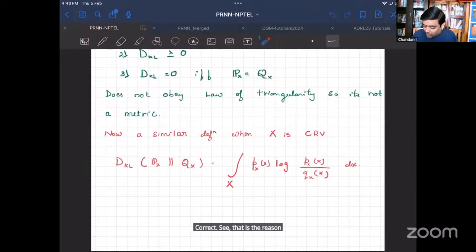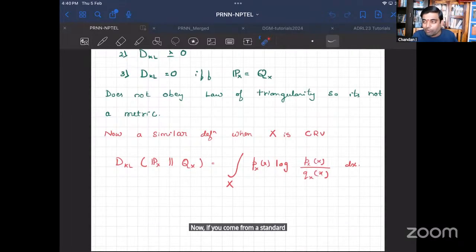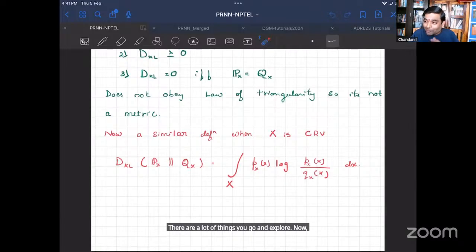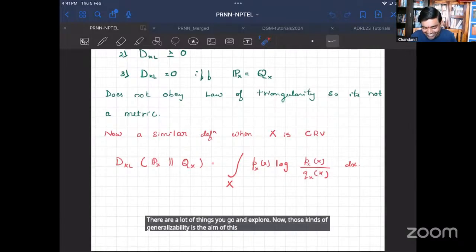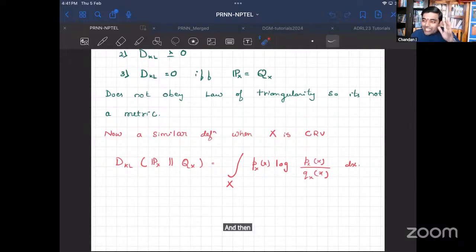See, these kinds of questions need to be asked. That is the reason we are teaching it this way. If you come from a standard deterministic way of teaching things, I'll start with regression. You will not even understand it as divergence minimization. Now we are very happy to say that KL is the only thing we use, but there are a lot of things you can go and explore. That kind of generalizability is the aim of this course. We give you that generalizability and then say, see, this is working, so you are using this. So that if you have an option of using something else, you can go back to the basic ideas, to scratch, and then do things up.